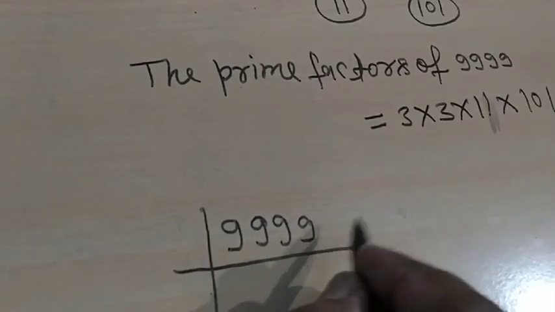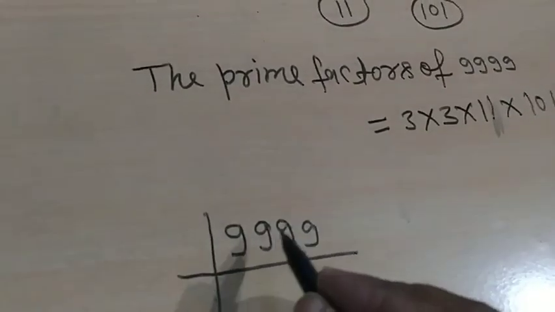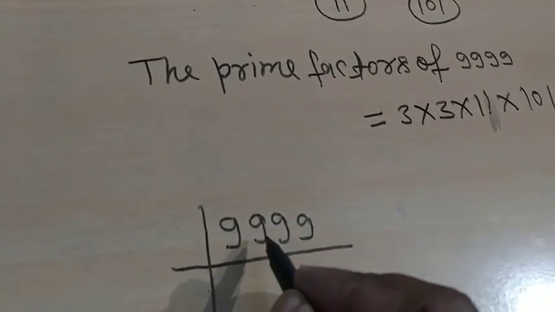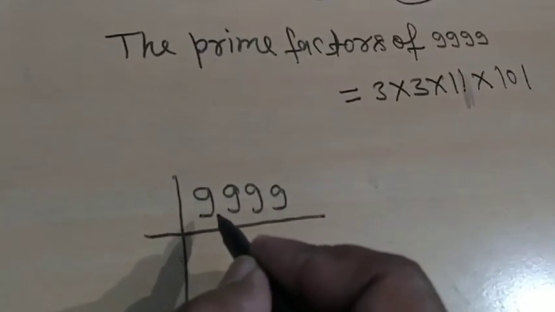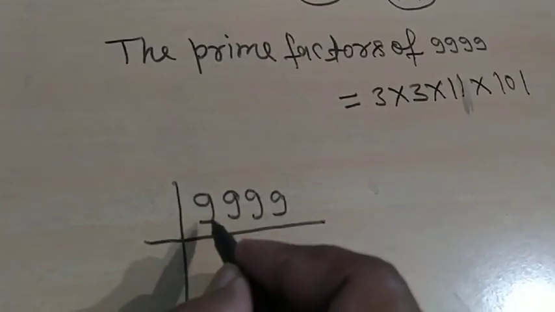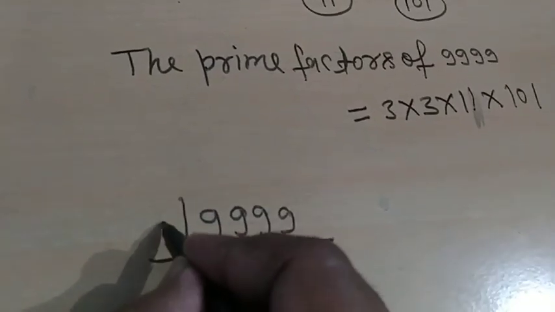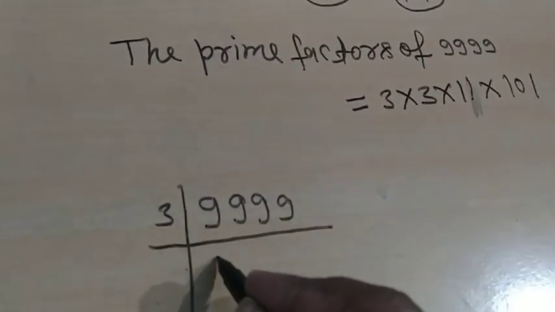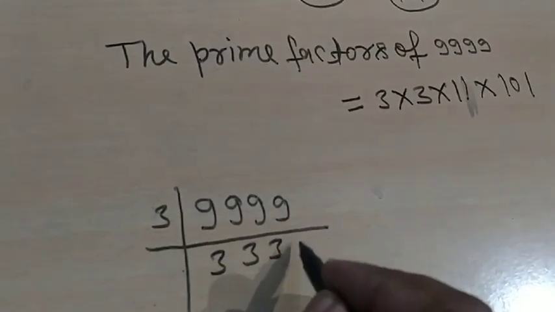So this is not divided by 2, but it is divided by 3 because the sum of the digits is divisible by 3. What is the sum of the digits here? 9 plus 9, 9 plus 9, 9 plus 9 is 36. 36 is divisible by 3. Okay, so we divide by 3. So you obtain 3333.